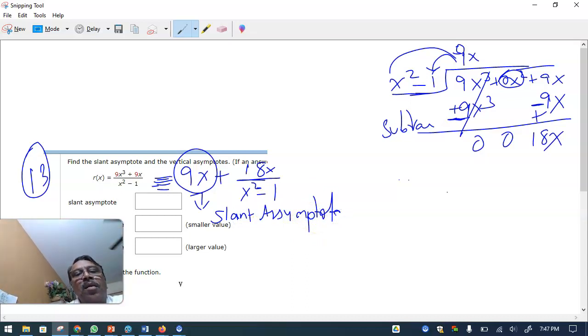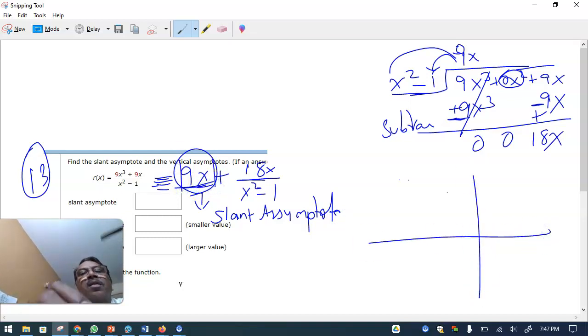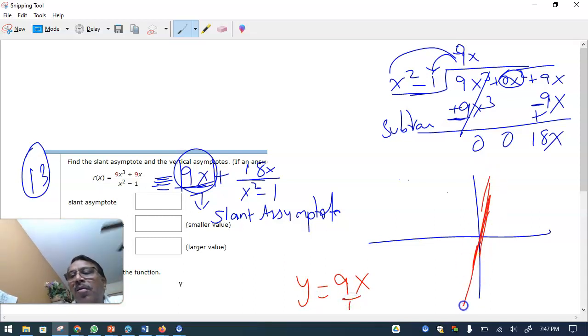Now, this is how we find the slant asymptote. It means when you're sketching, the line would be y equals 9x. So the slope is very steep, something like this. It has to go through 0 because it is 9x plus 0. So the x-intercept and y-intercept for this line is (0, 0).